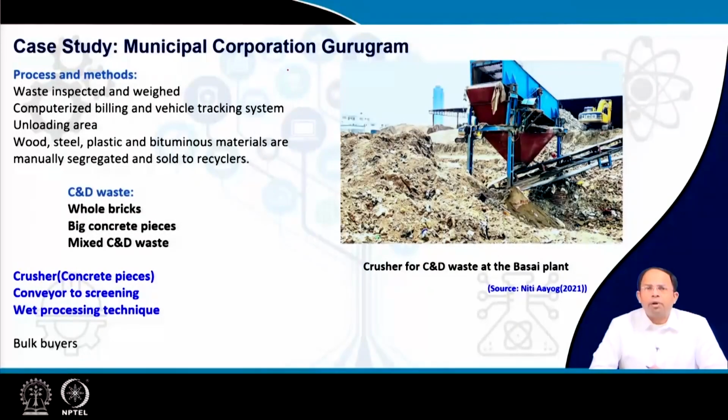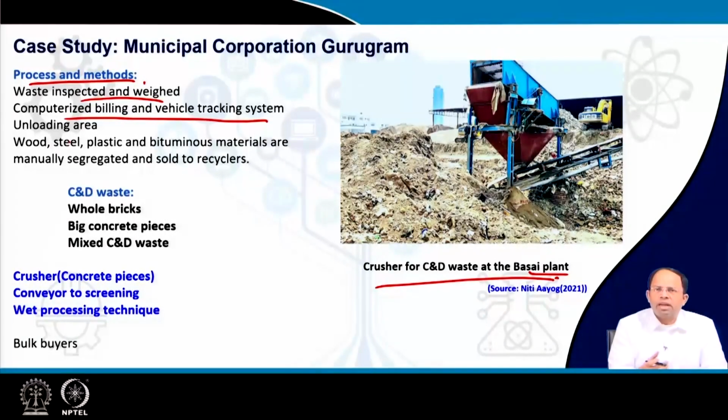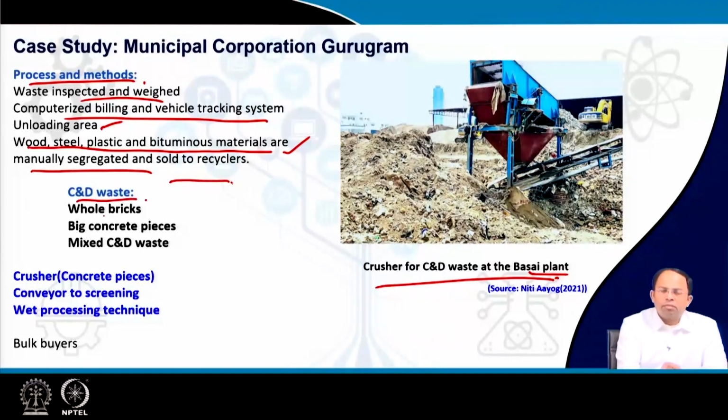As you can see, there is a crusher at the C&D waste plant. This is the Basai plant, and the process they employed was that waste was initially inspected and weighed, and then a computerized billing and vehicle tracking system was used, so that payments can be made. You have to measure how much weight of waste is coming in. Then the plant has an unloading area where waste is unloaded, and from that waste, wood, steel, plastic and bituminous materials are manually segregated and sold to recyclers. This is the first waste stream. The 3 other waste streams, after segregating these other materials, were whole bricks, big concrete pieces and mixed C&D waste.